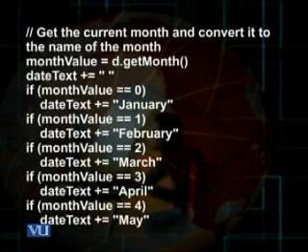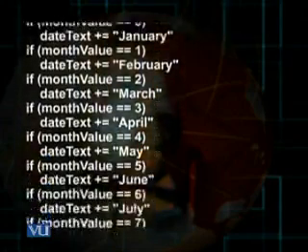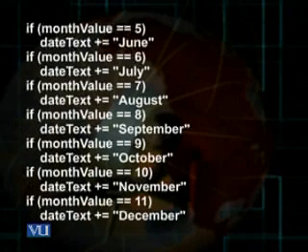You can see there is the if statement. If month value equals 0, then this variable date text plus equals January. That means that in that variable date text, the month name January should appear if month value is returned by the system as 0. Similarly, if month value is 1, date text plus equals February, and so on. If month value is equal to 11, date text plus equals December.